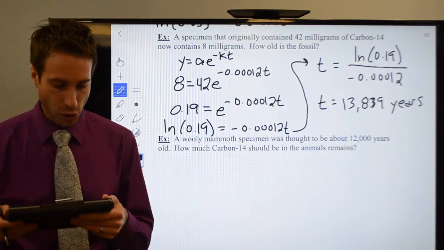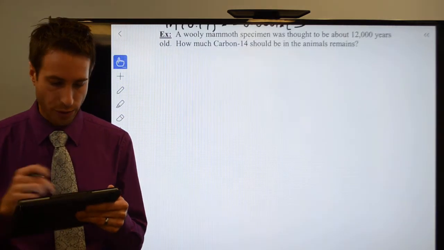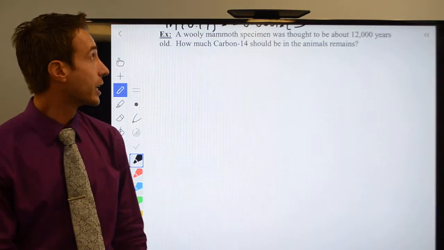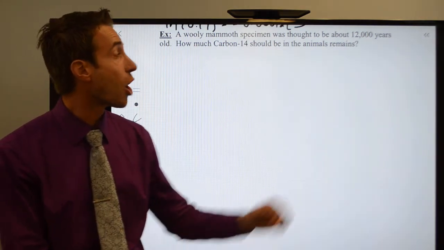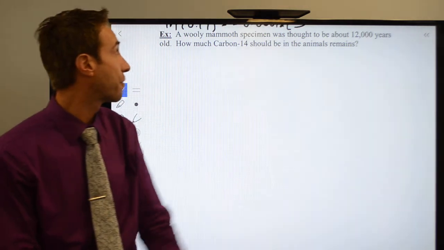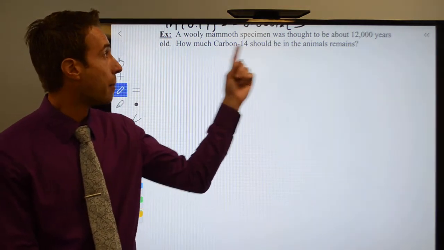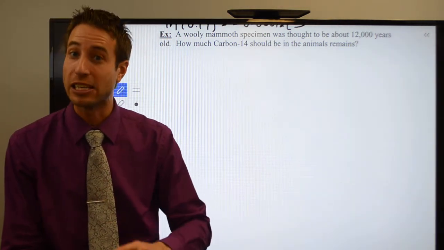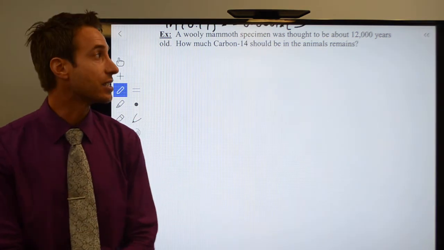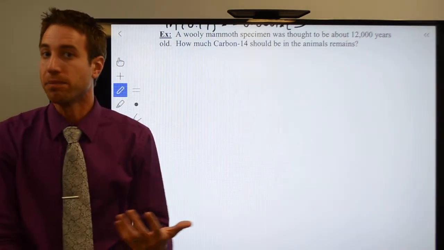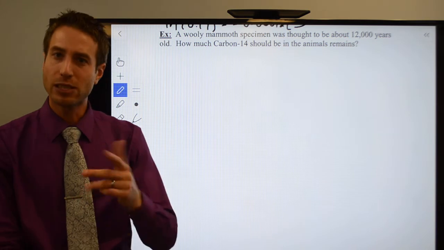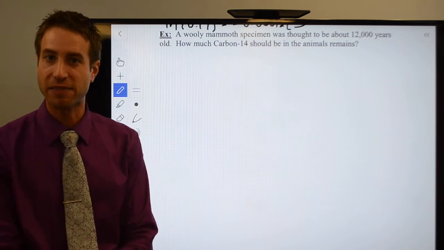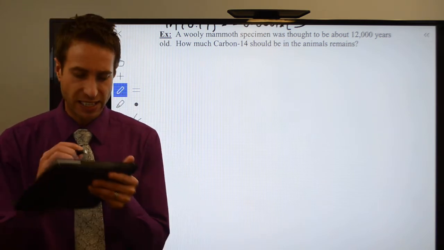Hey, I'm having so much fun, let's do another one. Here we go. A woolly mammoth specimen was thought to be about 12,000 years old. How much carbon-14 should still be left in the remains of that animal if it's 12,000 years old? This one's actually a little bit different. This time I've given you t, so let's plug this stuff in and see what happens.